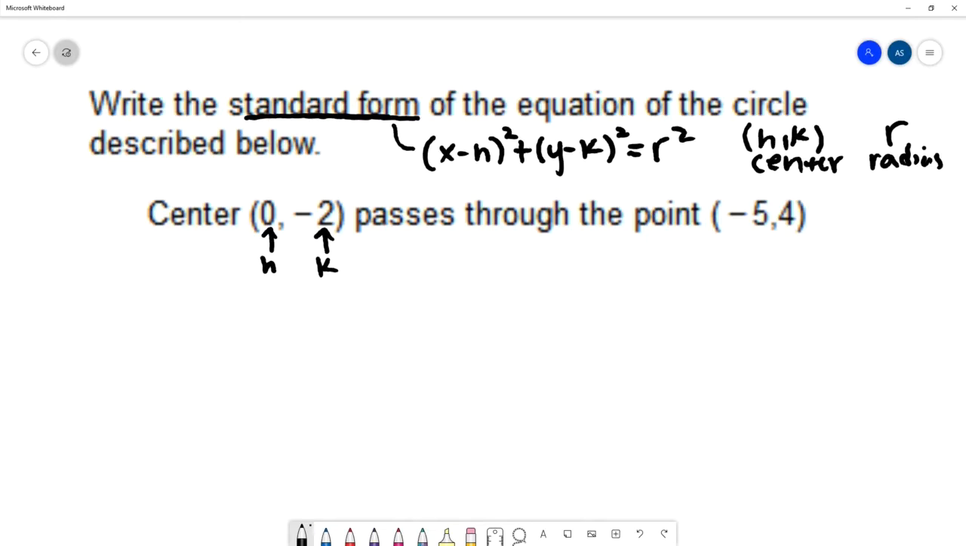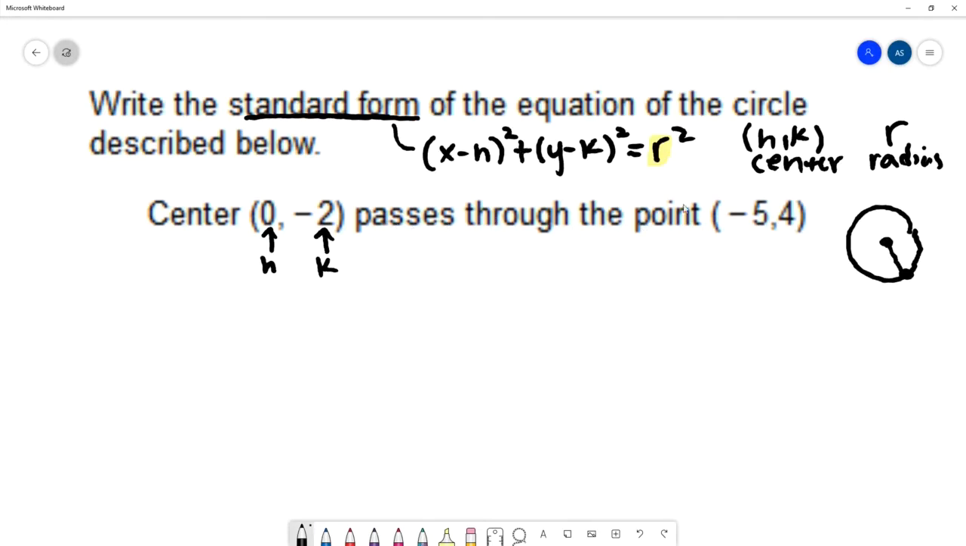So our final piece of information that we need to know to write this standard equation of the circle would be the radius. So we need to know what the radius represents. For a circle, the radius is the distance between the center and any point on the circle.